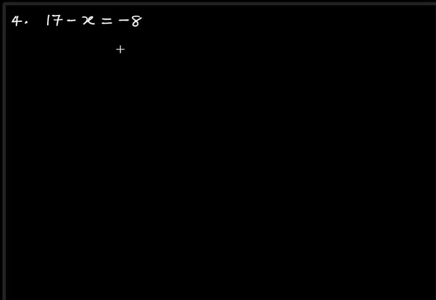Move to number 4, solution. Now, we have 17 minus x equal to minus 8. Now, we can decide to take our variable to the right hand side, or we can decide to keep it here. So let's still keep it on the left hand side and see what will happen. If we are keeping it on the left-hand side, meaning that the sign will not change. Please take note.